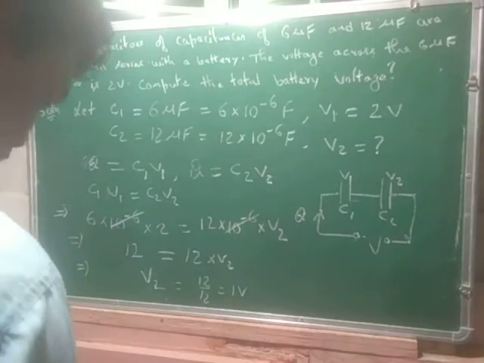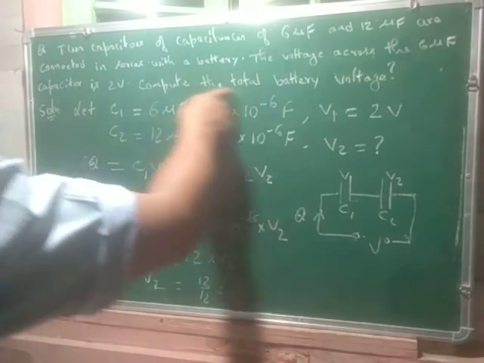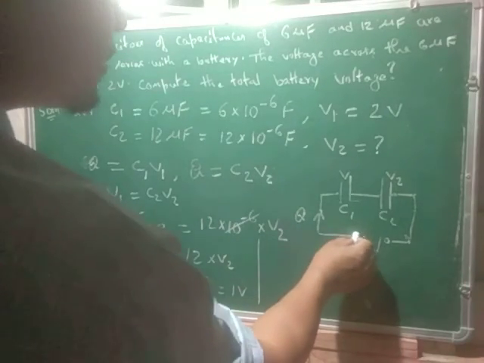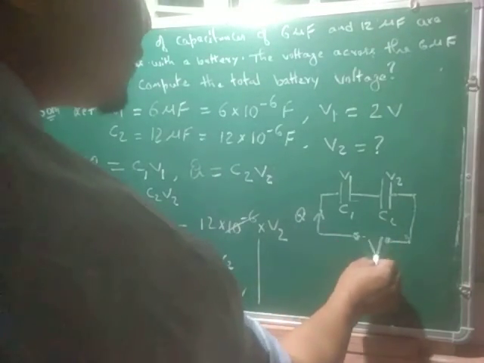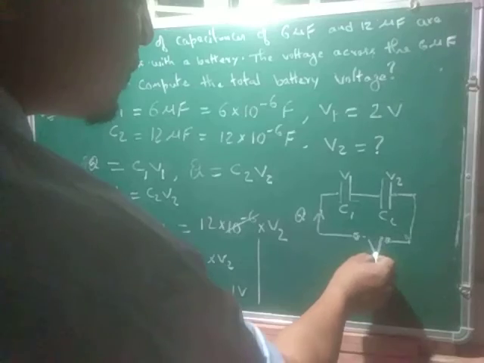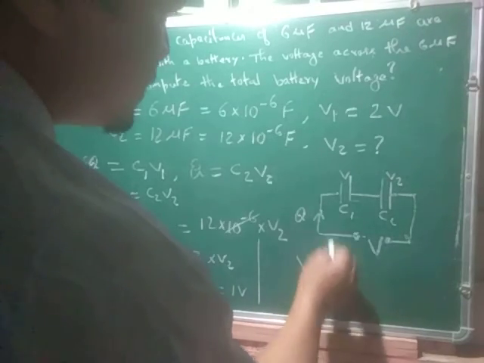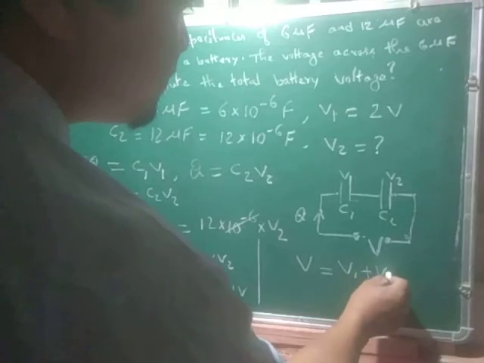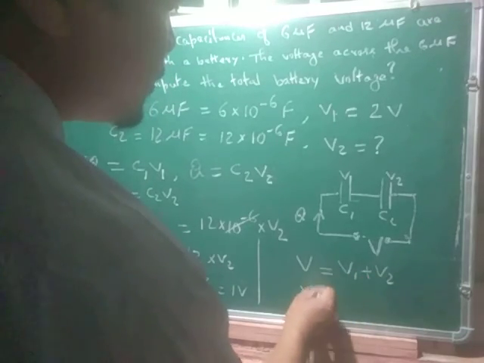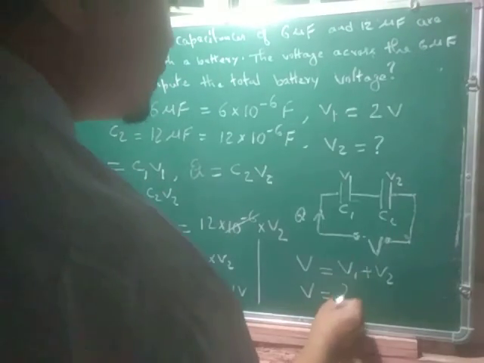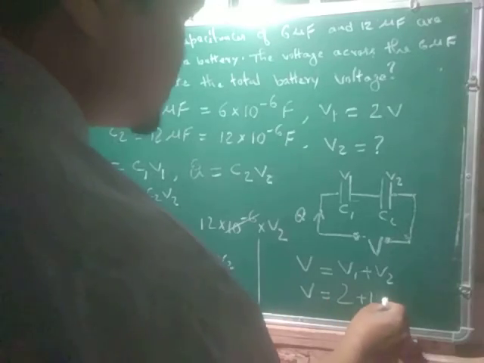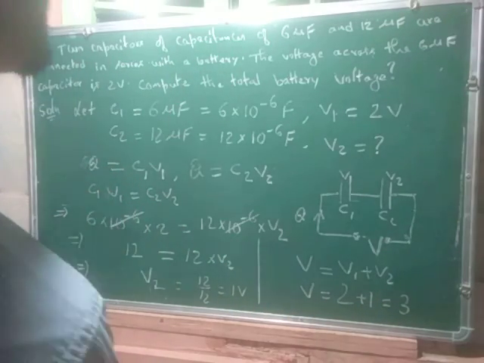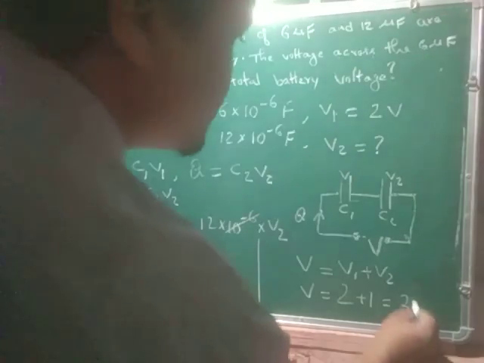But the question asks you to compute the total voltage of the battery. The total voltage of the battery is V. And this V, as we have seen during the derivation, is V1 plus V2. Now V1 is known, which is 2, and V2 is 1. So the voltage of the battery is 3 volt.